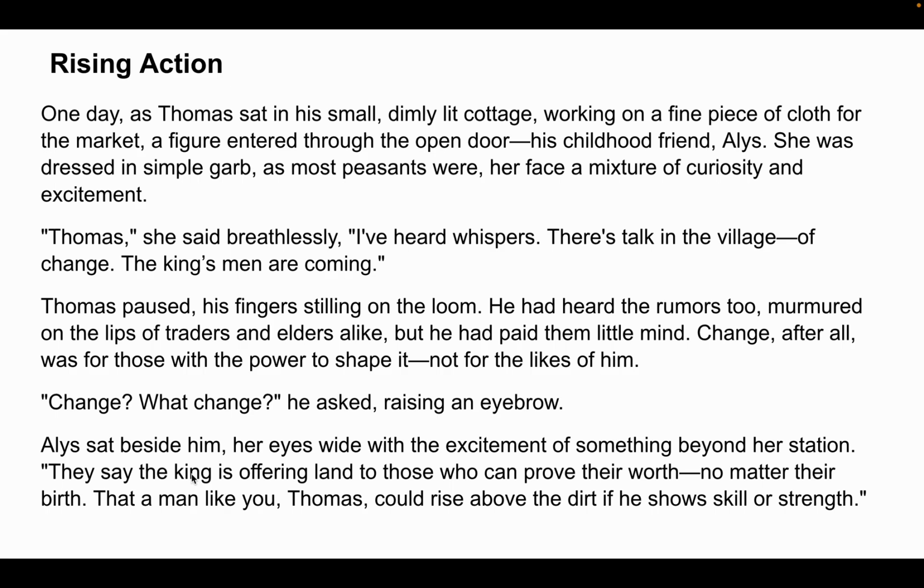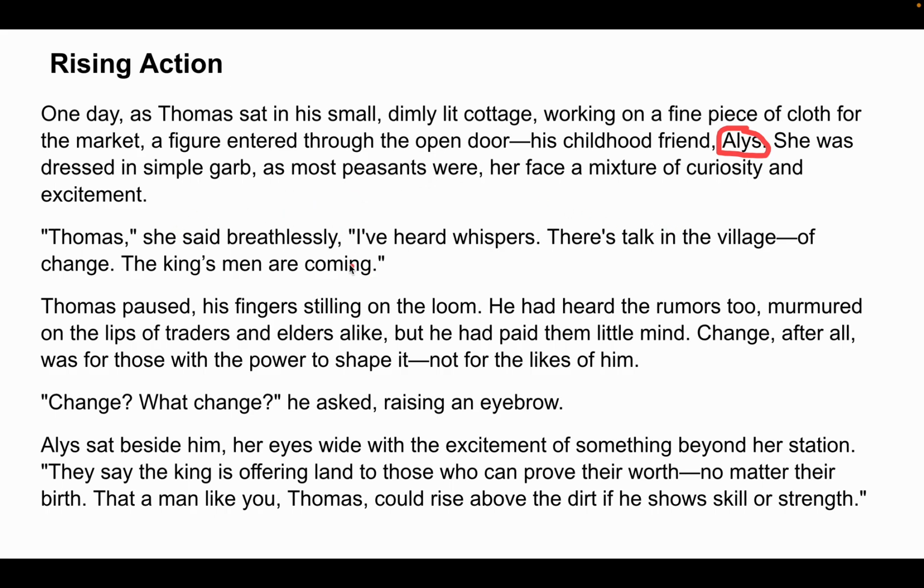So let's continue. One day, as Thomas sat in a small, dimly lit cottage working on a fine piece of cloth for the market, a figure entered the door, his childhood friend, Alice. I probably shouldn't have spelled Alice that way. Sorry. Either way, another character. She is dressed in simple garb, as most peasants were, her face a mixture of curiosity and excitement.